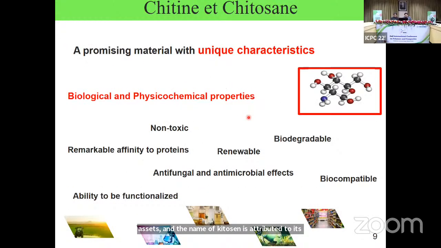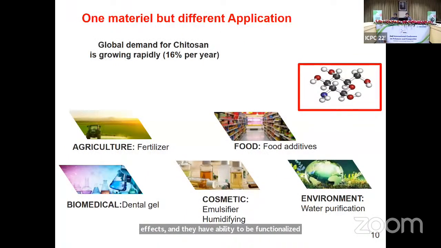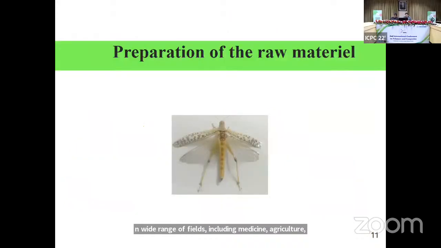Chitin and chitosan find important applications in different fields due to their many biological and physicochemical properties, for example, non-toxic, renewable, biodegradable, biocompatible, antifungal and antimicrobial effects, and they have the ability to be functionalized. It is one material but with different applications in a wide range of fields, including medicine, agriculture, food, environment, and others. And now, let's move on to the preparation of the raw material.